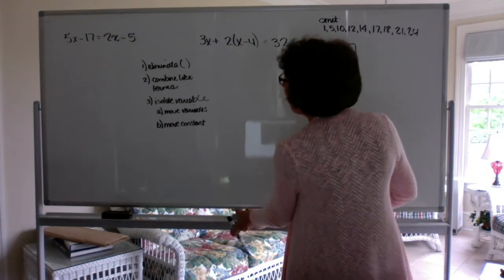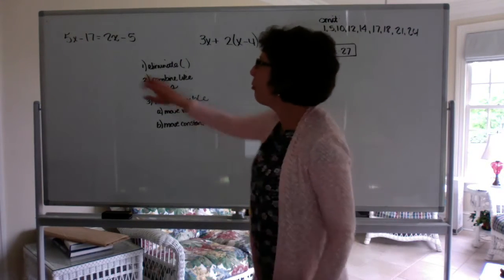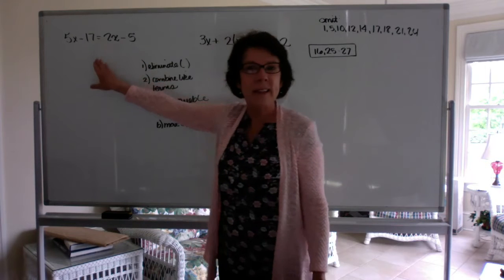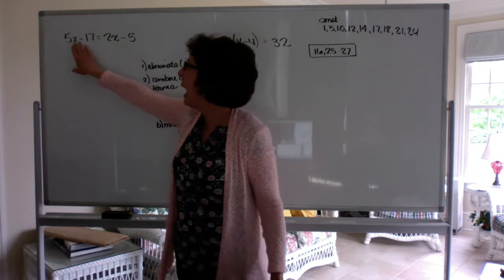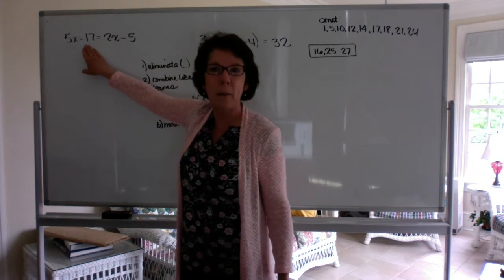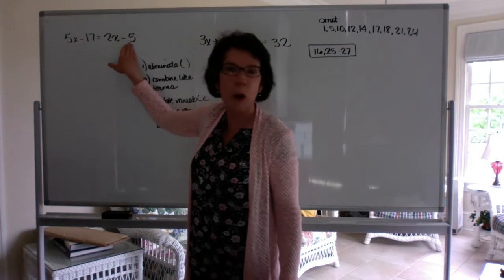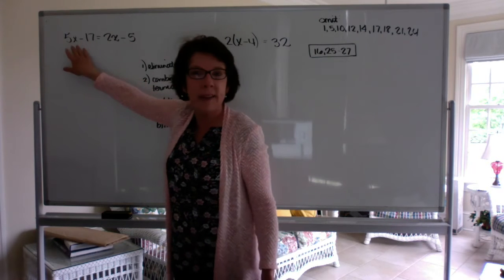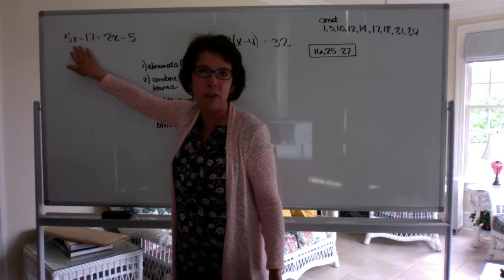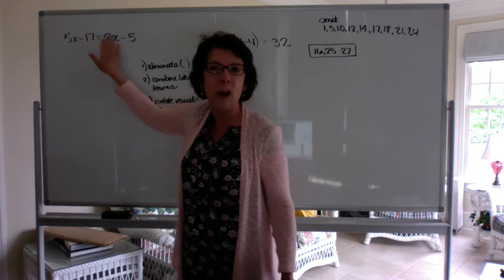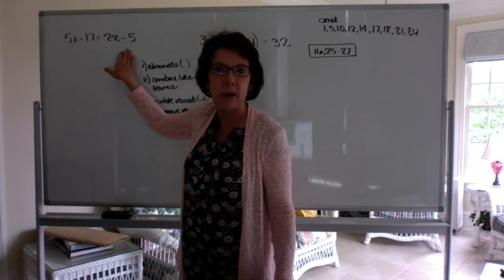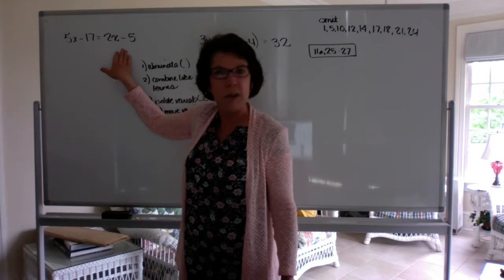Okay, now, let's look over here. This is something different. Now, I have an x term and a plain number, and on this side, I have an x term and a plain number. I don't have anything to combine on this side. There's no like terms to combine. I look on this side. There's no like terms to combine. So I don't have to do that.